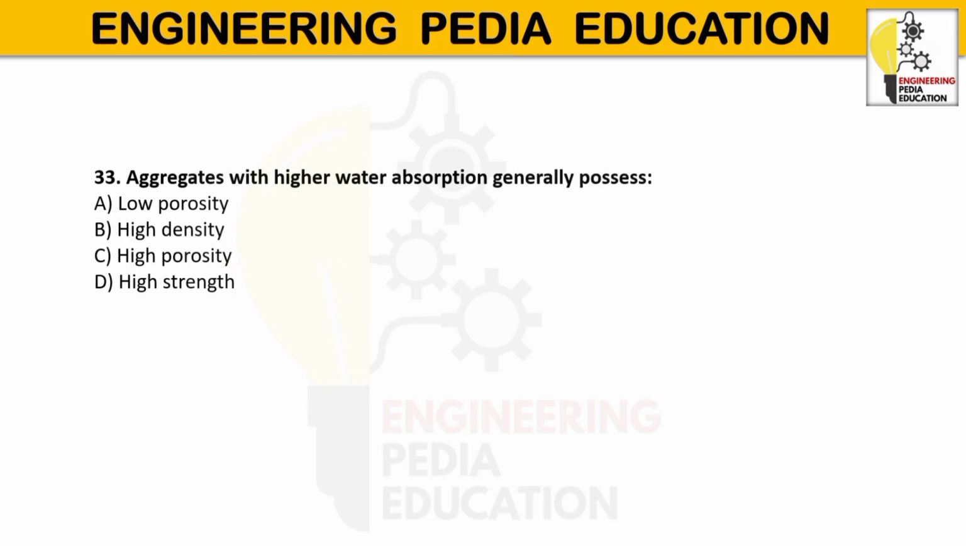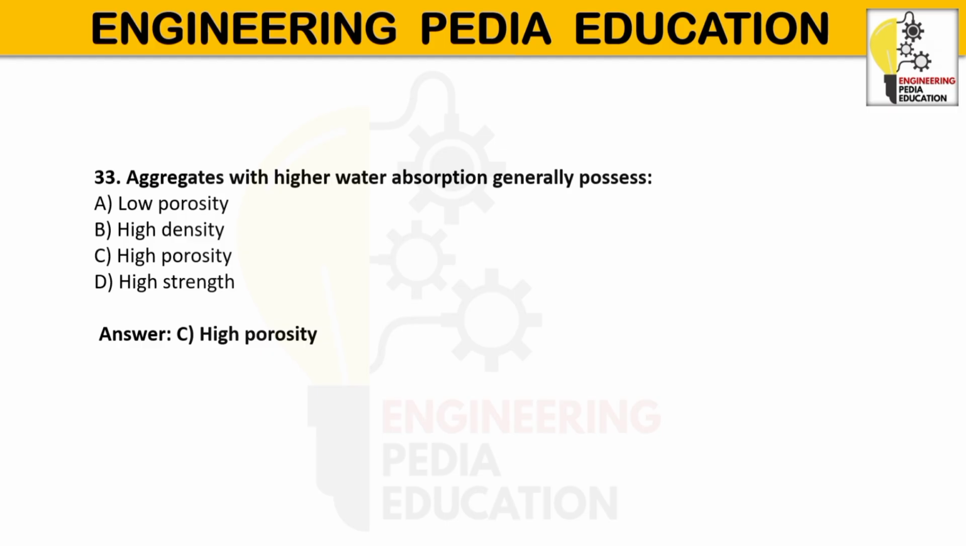Aggregate with higher water absorption generally possesses lower density and lower strength, so it possesses high porosity. What does high porosity mean? High porosity refers to the material condition in which a large number of voids or pores are present within the material structure. That is high water absorption.